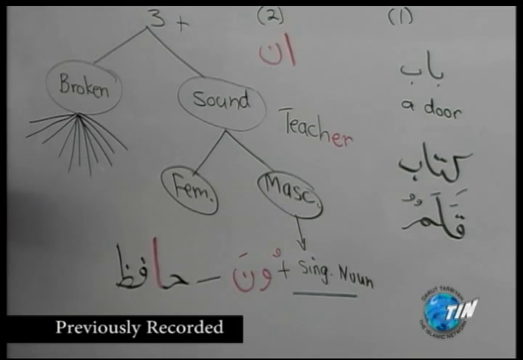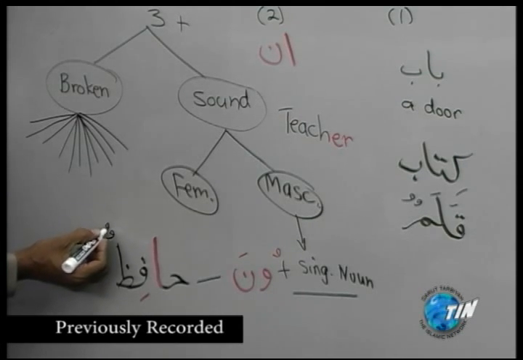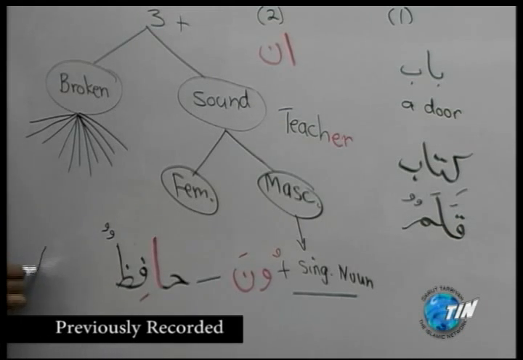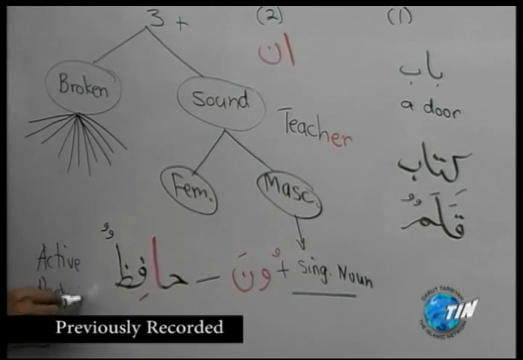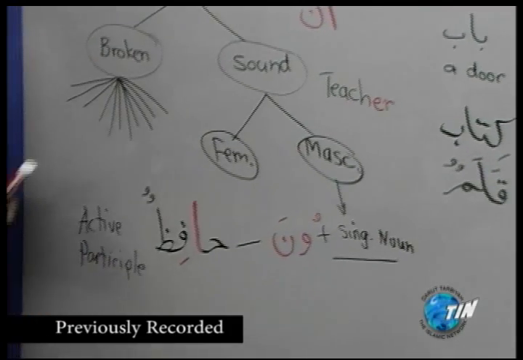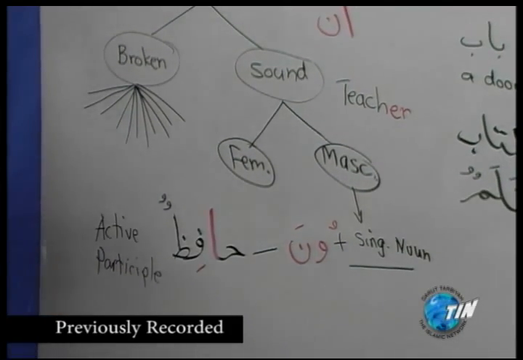Okay? So I'm highlighting those two important points that I'm making. Two important points, I'm putting them in red so that you could remember what I'm talking about. So this is the active participle. Okay, the active participle. Hafiz.